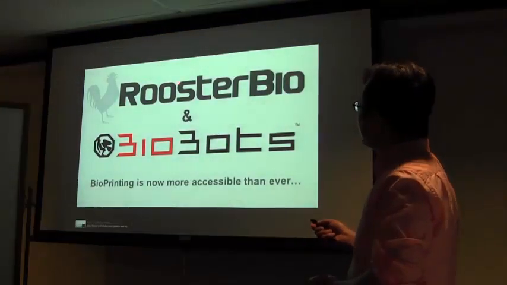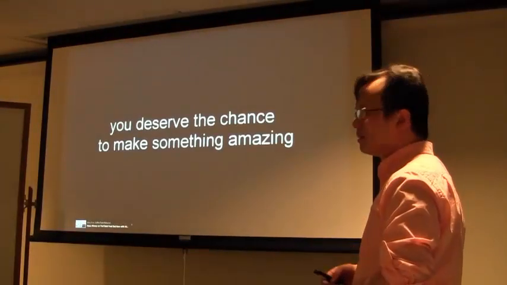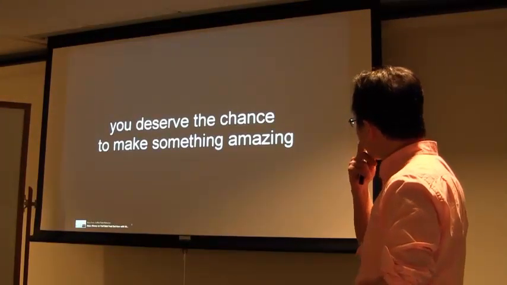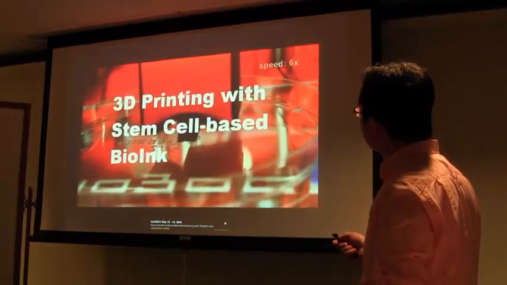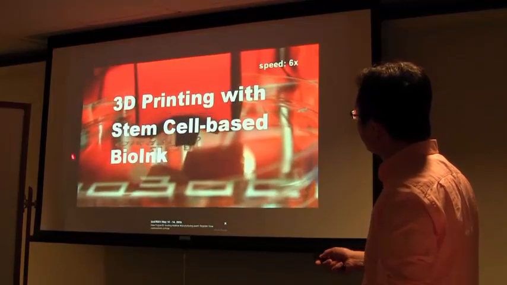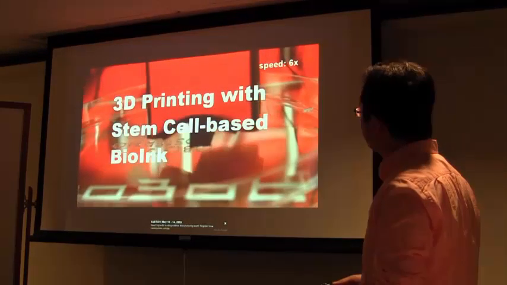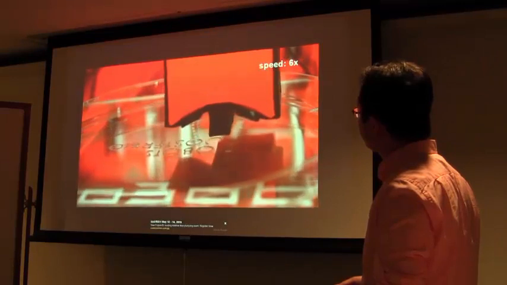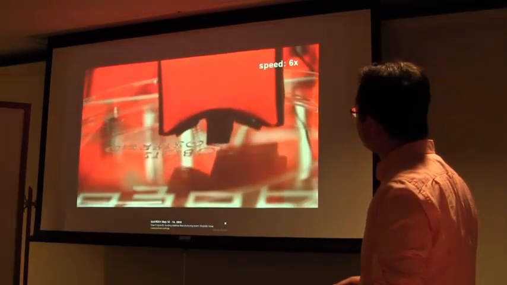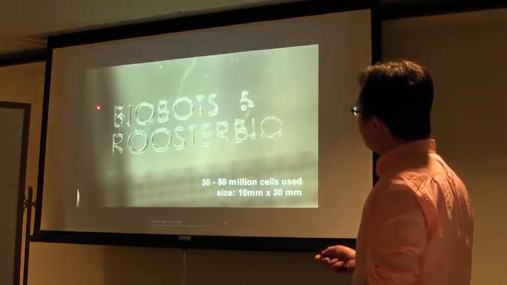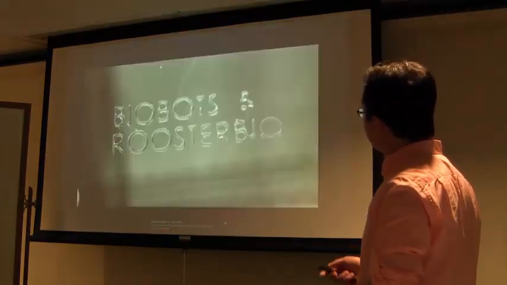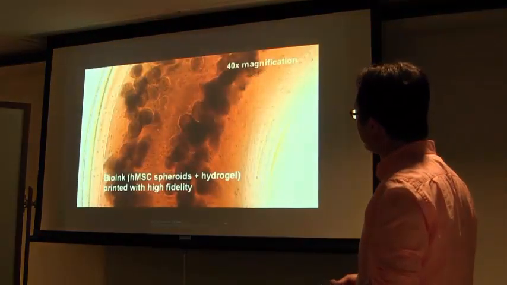Rooster is a company that sells stem cells. They try to combine with the printer. This is one nozzle, so they move on the print plate. This is the polymer print, and we will also print a more complicated structure.